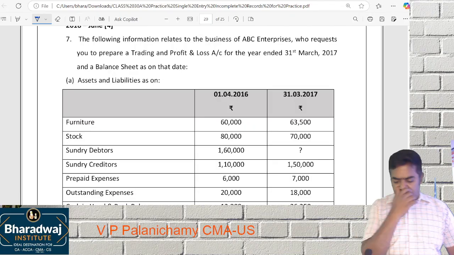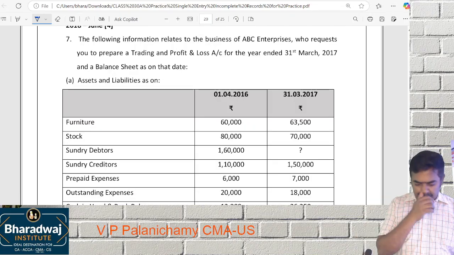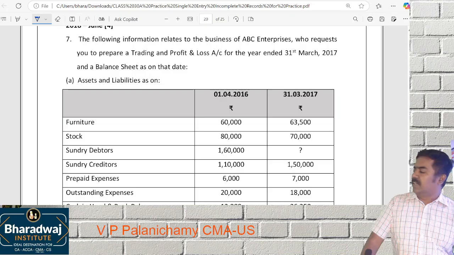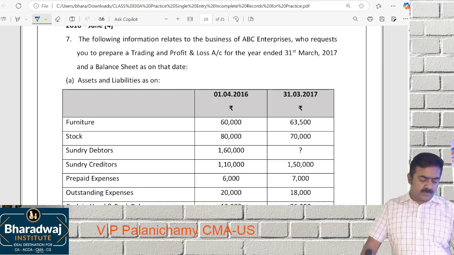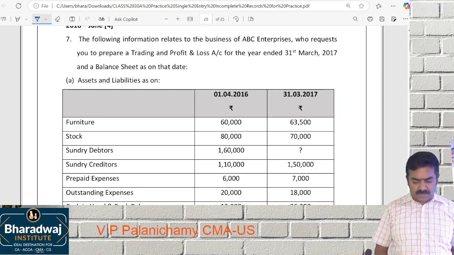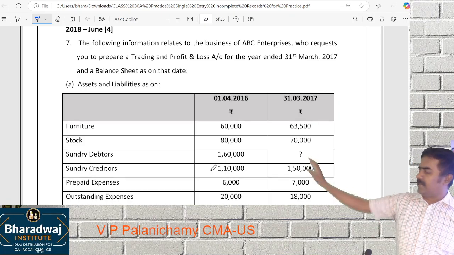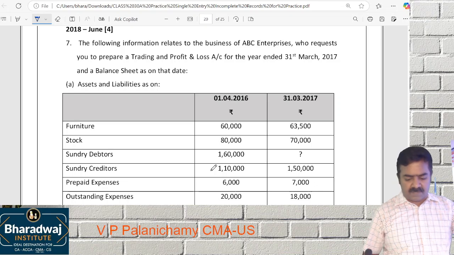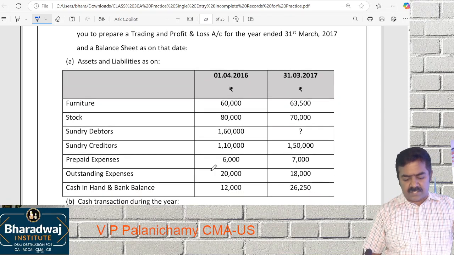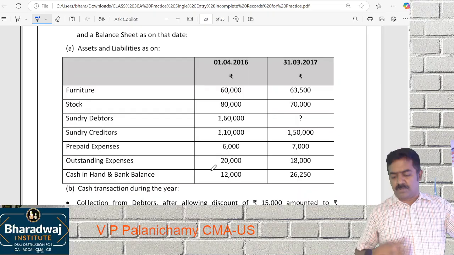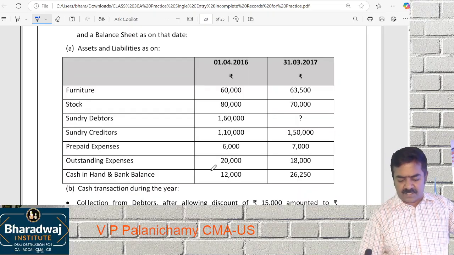Prepare a trading and P&L account, they ask for. Go through that. For the year ended 31st March 2017 is given to us. Read further. Question number 7, read everybody. Start question number 7. We are given furniture, stock, debtors, opening balance, closing balance. We will work out as a balancing figure.